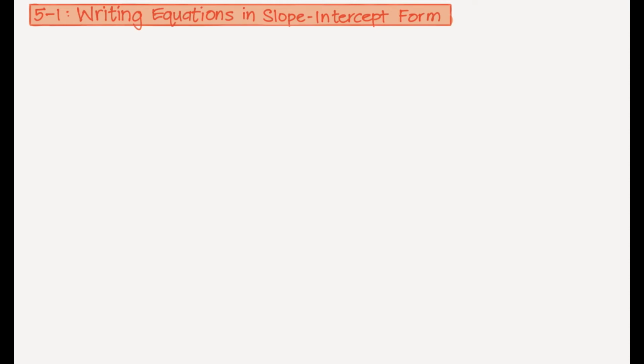Hello class, this is lesson 5-1 titled Writing Equations in Slope-Intercept Form. The slope we know is m, and the y-intercept is the variable b. Those are the only two things you need to write the equation y equals mx plus b, and that is our slope-intercept form.